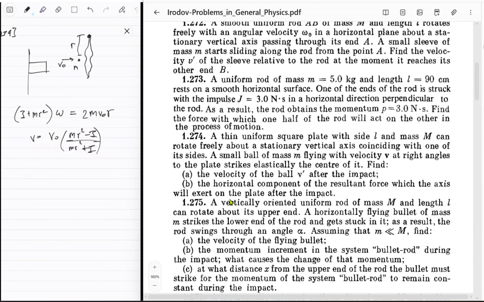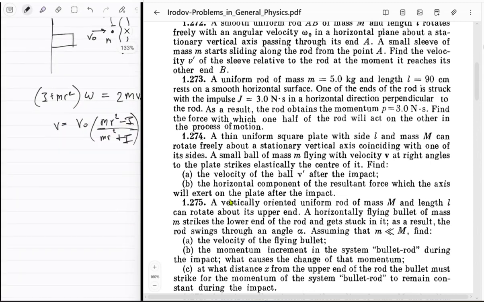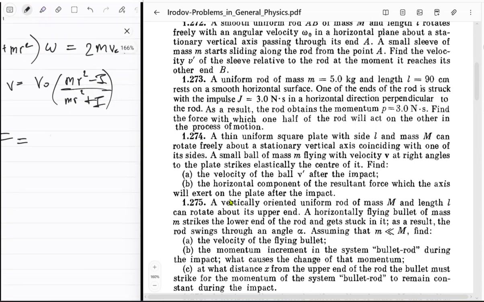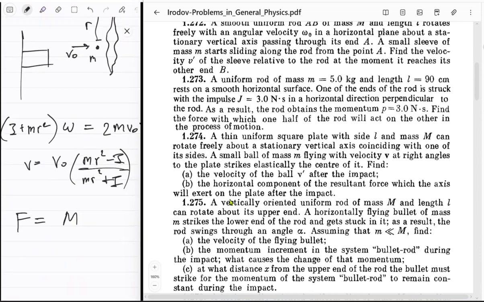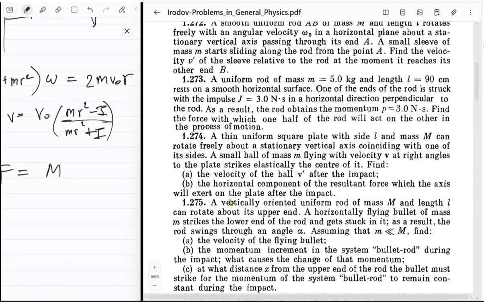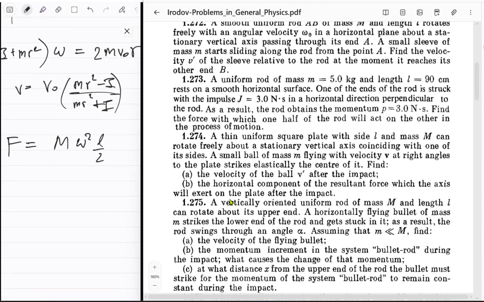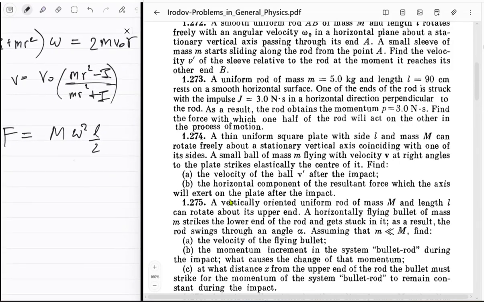Just calculate these values first of all. Actually, first we'll just calculate what the force is. Force is just equal to the mass of this plate times m omega squared R, right? And alpha is zero, so we don't care about that. It's the centripetal force, that's all we care about. So you get omega squared, and then R, which is just L upon two. Just figure out what omega is, and then you're good to go.